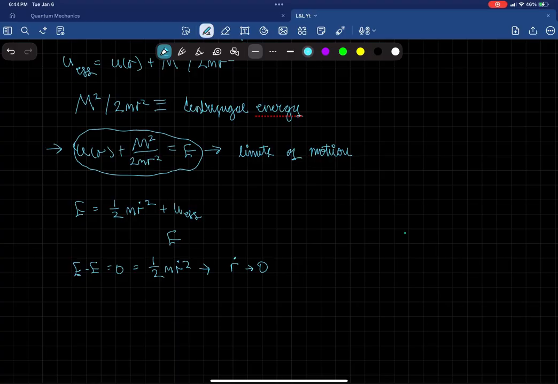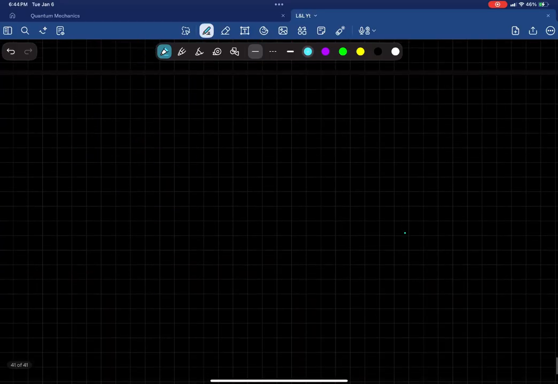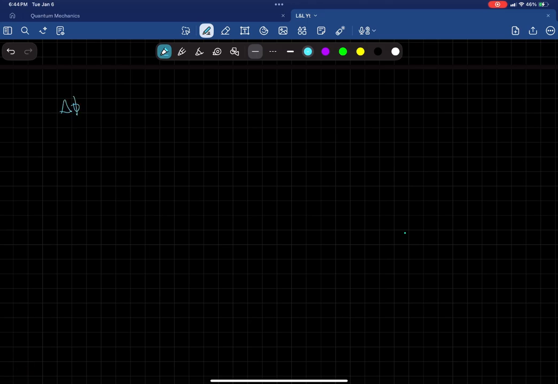So all of this is leading to an equation for our change in phi, which would be equal to 2 times the integral from r min to r max of our integrand, capital M dr over r squared divided by the square root of 2m(E minus U) minus M squared over r squared.